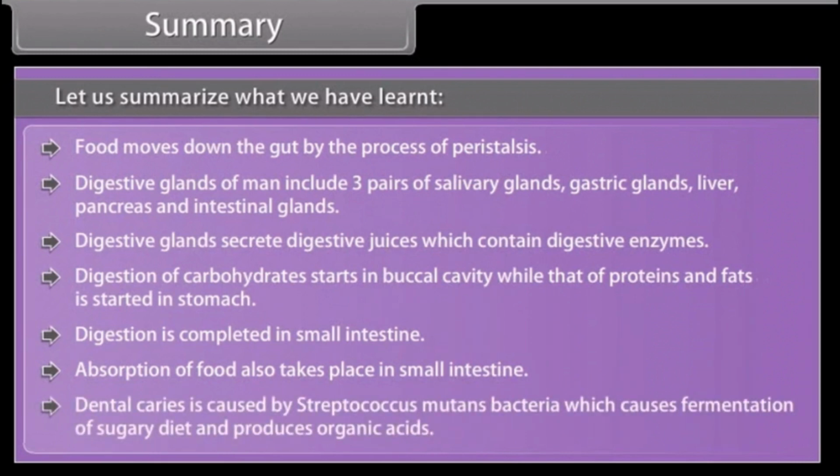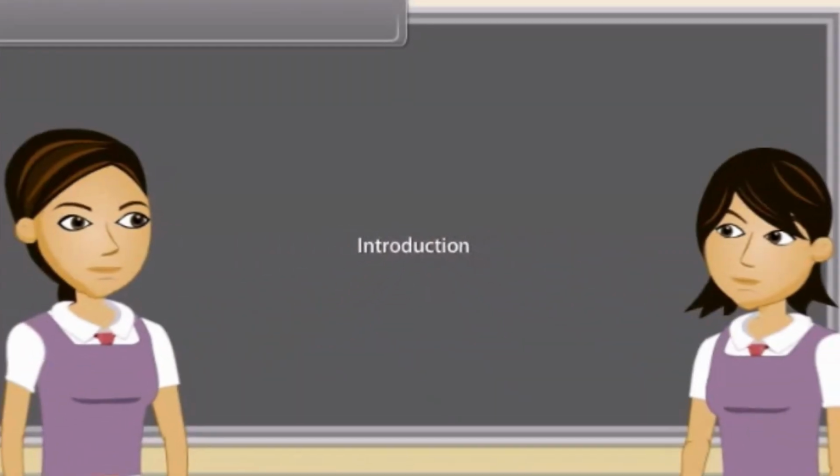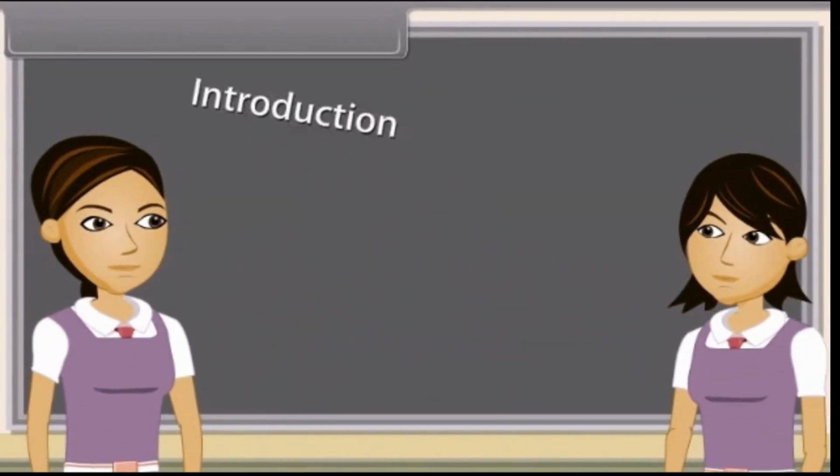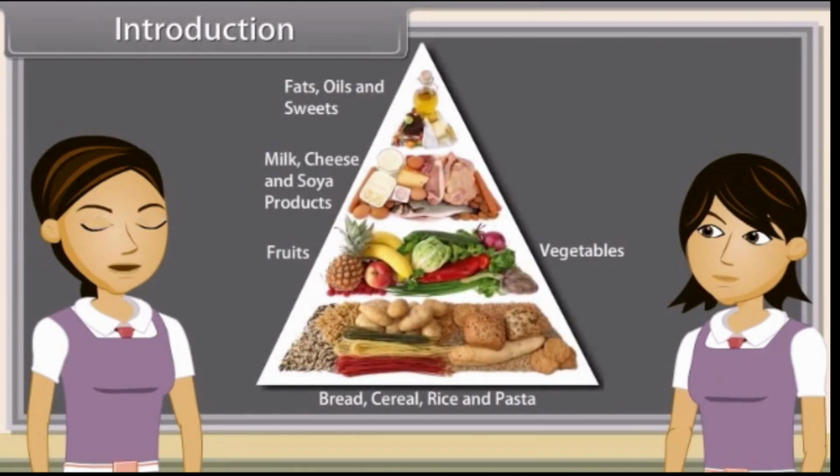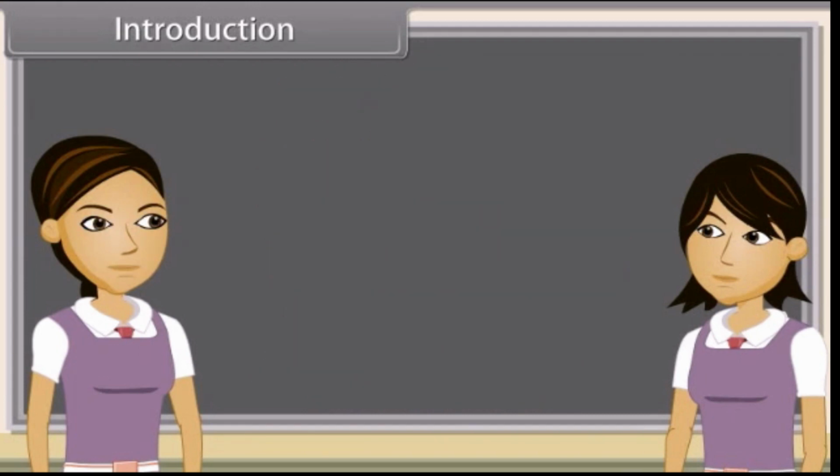Dental caries is caused by Streptococcus mutans bacteria, which causes fermentation of sugary diet and produces organic acids. Introduction. As we have discussed earlier, every living organism, taking the food material by the process of nutrition, provides energy for various life processes.